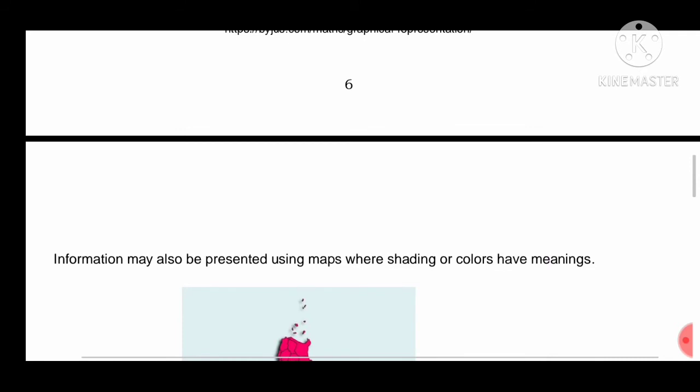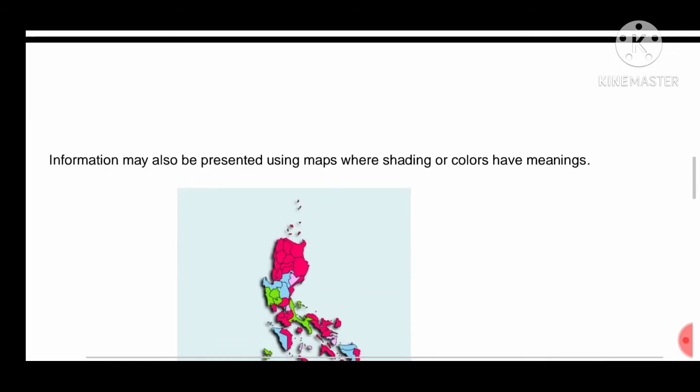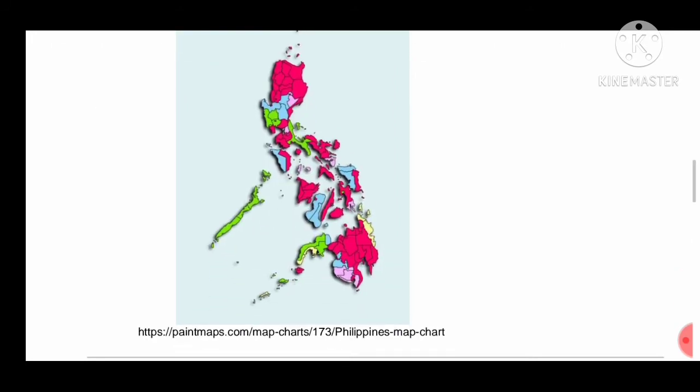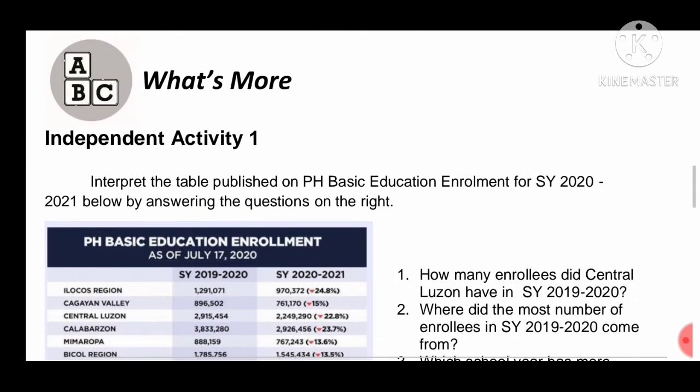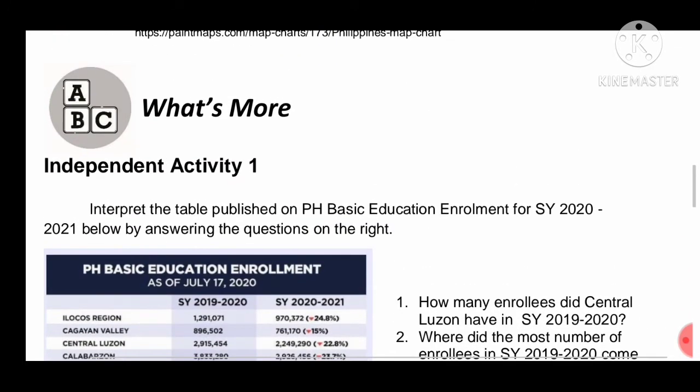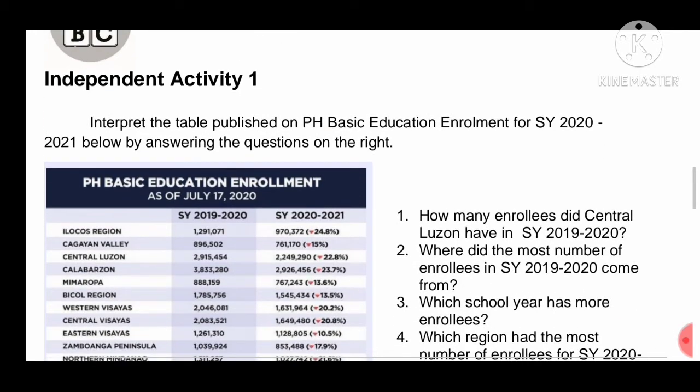Okay, information may also be presented using maps where shading or colors have meanings. Okay, so there is a legend after the map. So let us try it. So this reminder, in the What's More part, this is what you will answer in independent activity 1. So interpret the table published in PH Basic Education Enrollment for school year 2020-2021 below by answering the questions on the right.